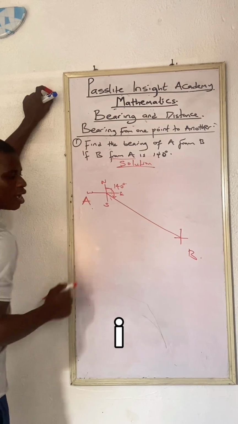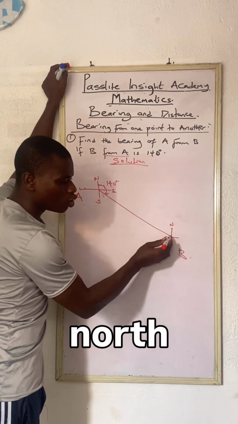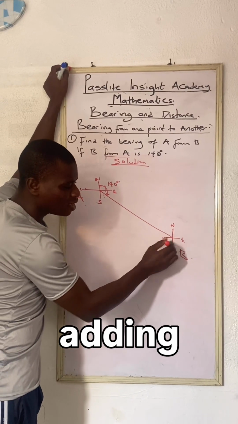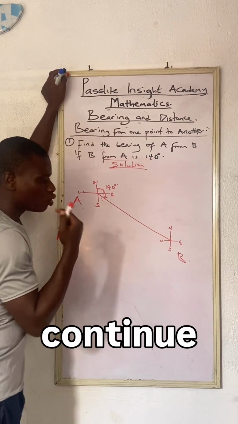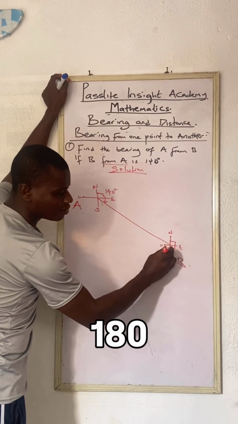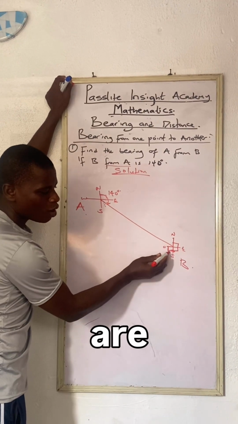We need this line. I told you that in our law, we add from the reference: this is the reference point north, this south, this east, and this west. We continue adding until we reach this particular line. From here to here is 90, to this place 180, to this place 270. We have not reached the line yet.